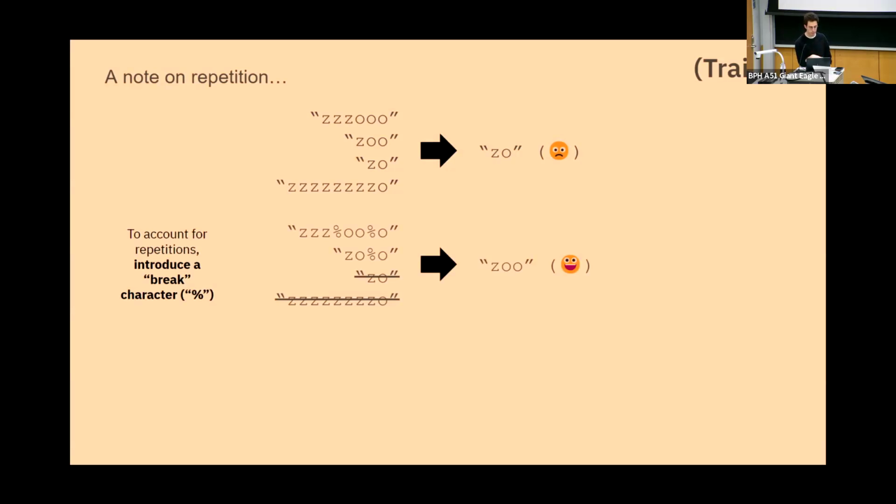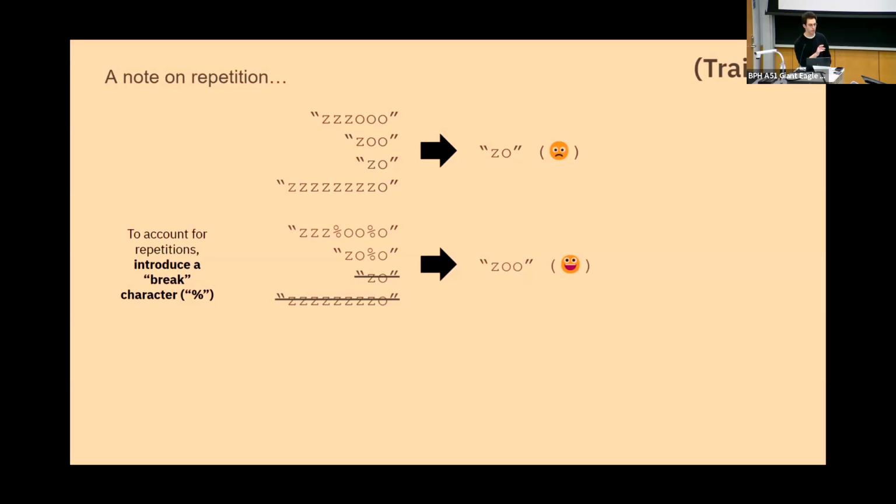Now when we insert a break character in between the Z and the initial O, we get a break, so it goes from Z to O. But also when it's in between the two O's, we get a repetition there. And then, oh yeah, go ahead. Was the first percent sign necessary? It's not.